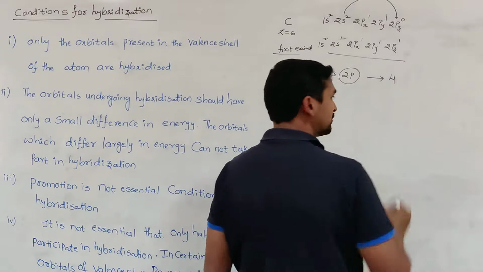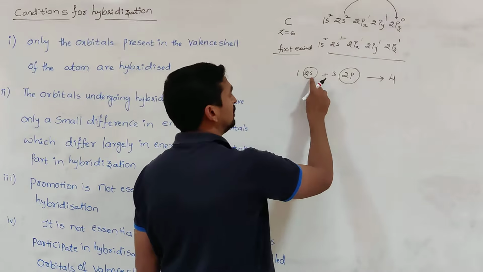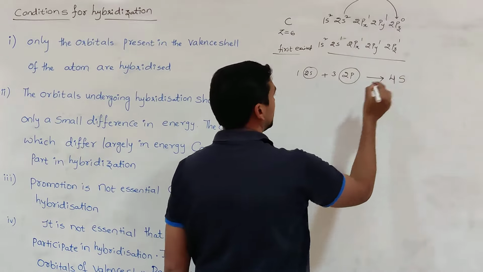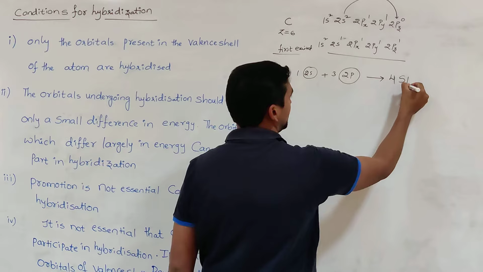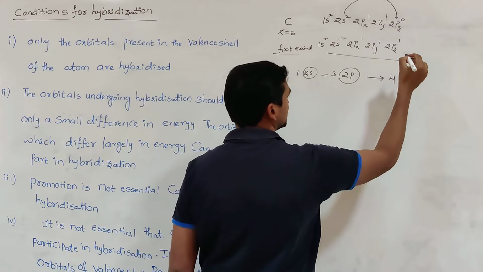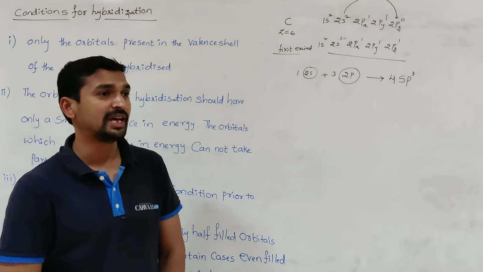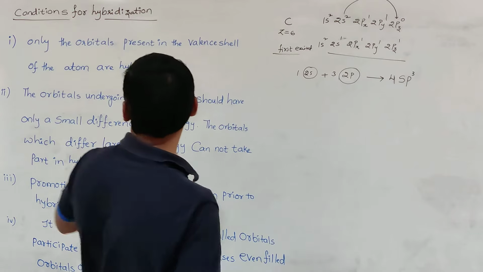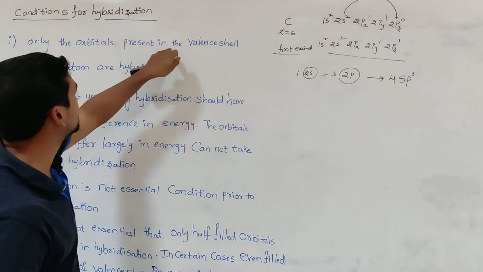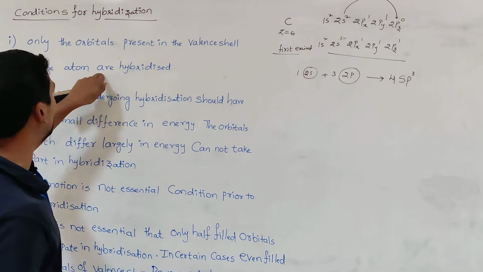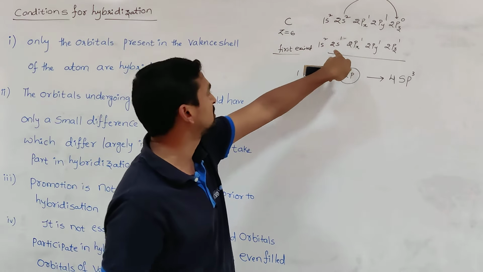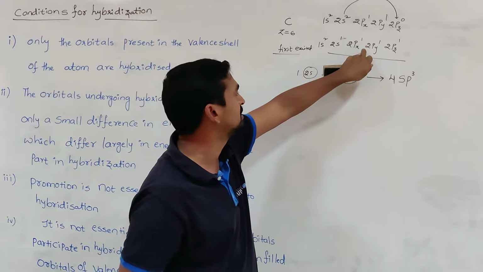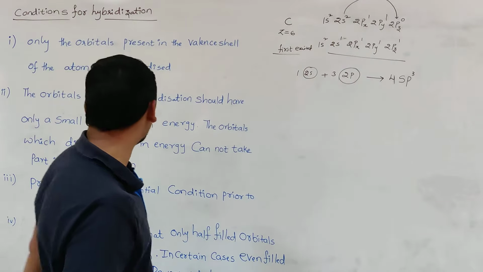Here we write 4, and so 1 s orbital and 3 p orbitals, we write as sp3. So the hybridization name is, what is it? sp3 hybridization. So that means here only the orbitals present in the valency shell of the atom are hybridized. In the valency shell, these 4 atomic orbitals are present. These are involved in the hybridization.